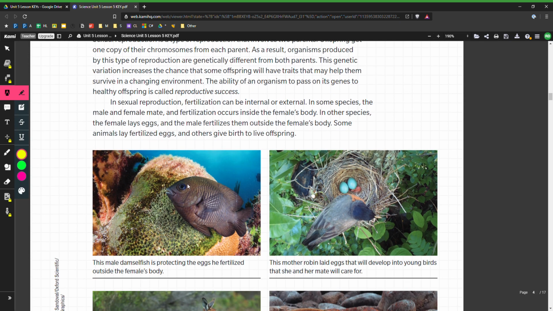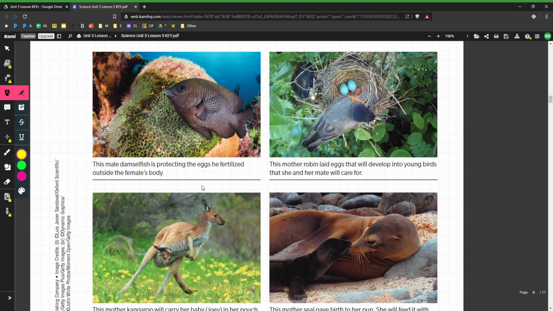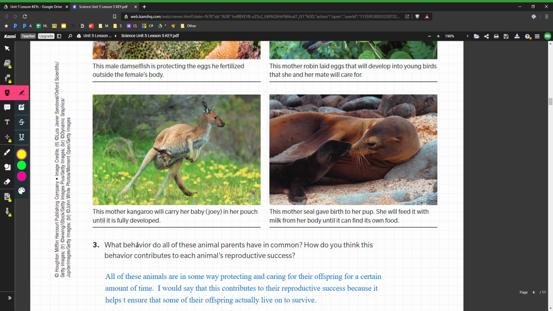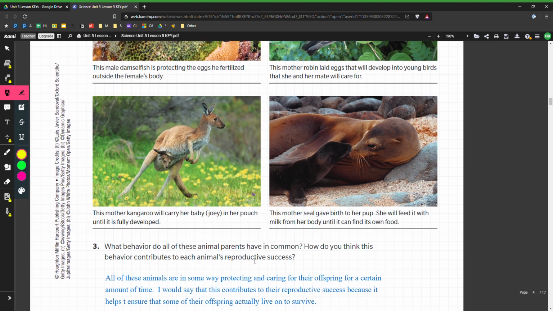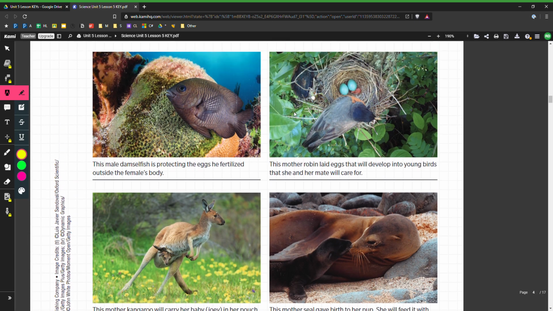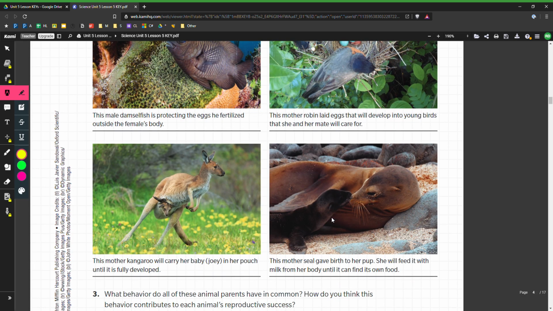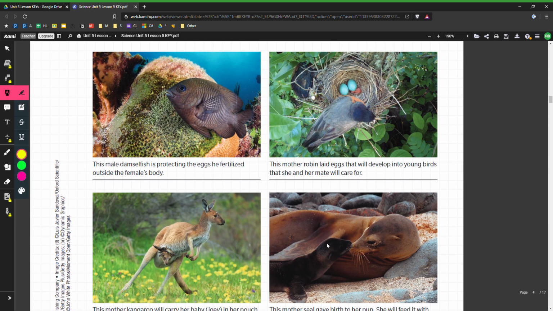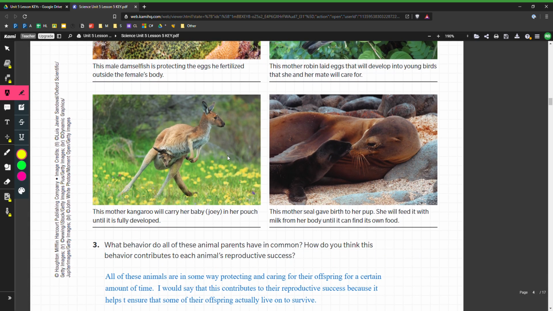So sexual reproduction in animals. This photo talks about what behavior all of these animals have in common. So I said, based off of just reading these real quick, they're all somehow protecting and caring for their offspring, right? This Joey, or the baby kangaroo, is in the pouch. This mother seal is taking care of the younger seal by feeding it. The mother guards the eggs and then brings food later. Some fish will watch over their eggs after they're fertilized, so they're protecting it.